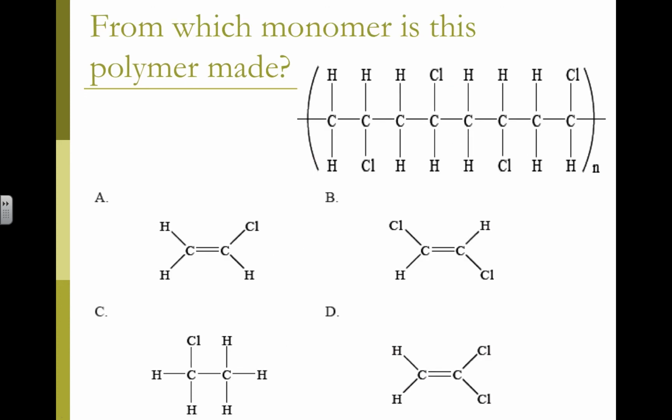Let's try a couple questions. Which monomer made this polymer? Okay, so if you divvy it up, like in between 2 of those red lines would be your smallest repeating unit, but it's not going to have 2 hydrogens on the end. It's going to have a double bond in the middle, so your correct answer is A.